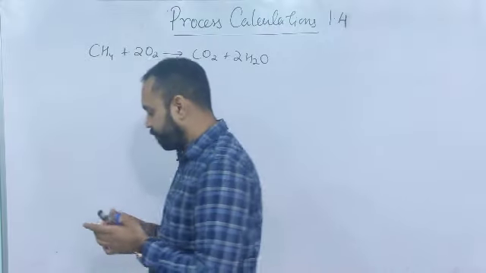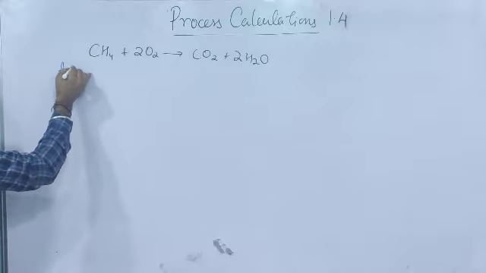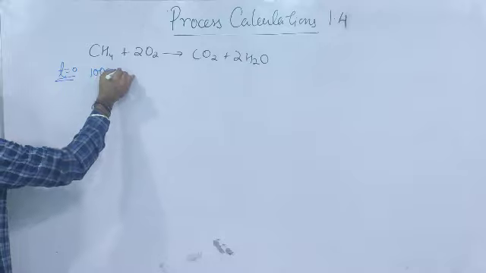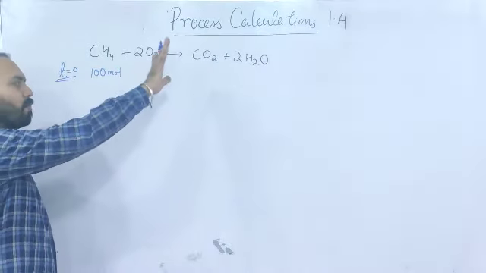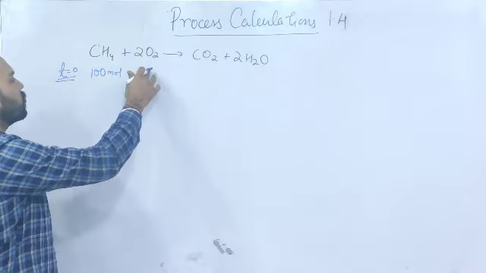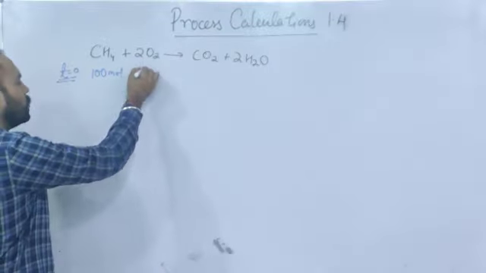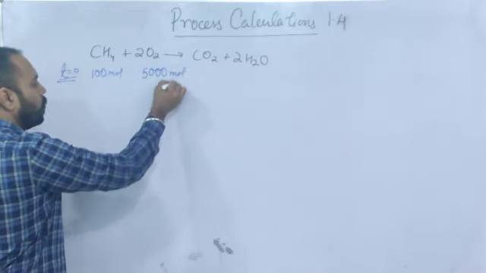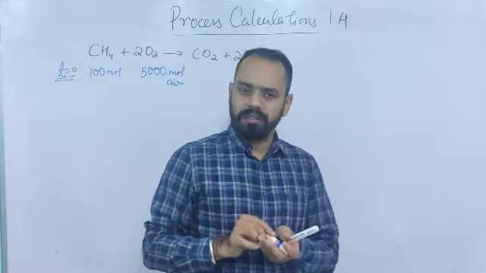Now suppose at time t equal to 0, when the reaction started, you have 100 mole of methane, fine, and you can say a very large supply of air. Okay, suppose what is the supply of air? Suppose you are having 5000 mole of air, fine. Which one is the limiting reactant?